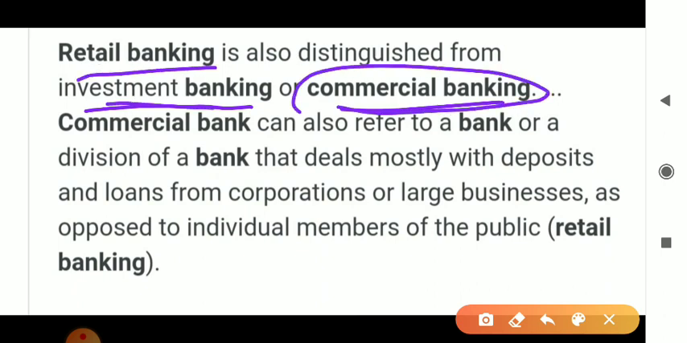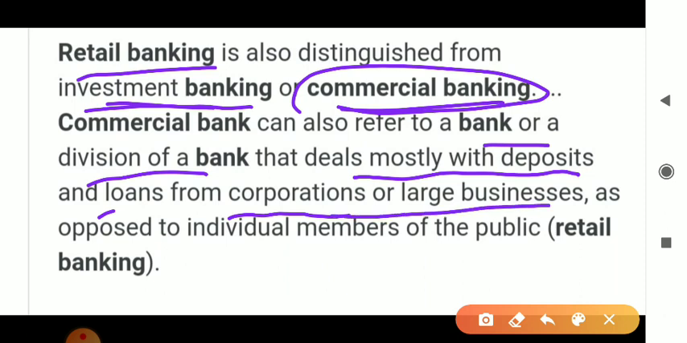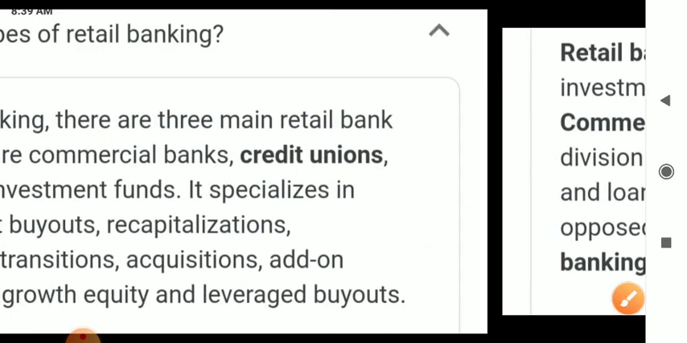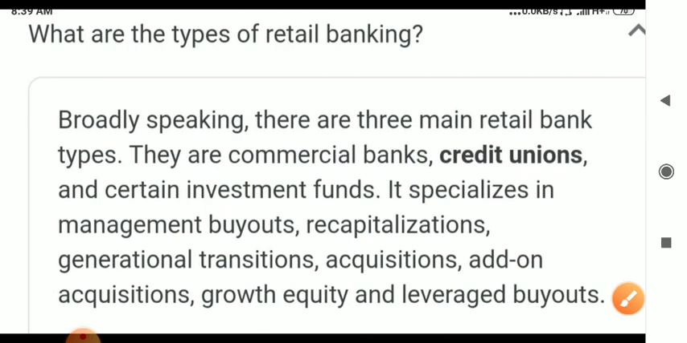Commercial banking refers to a bank or a division of a bank that deals mostly with deposits and loans from corporations and large businesses. So the banking related to large businesses and corporations is known as commercial banking or corporate banking or investment banking, right? Retail is related to individuals, and the other is related to businesses, that is commercial banking or investment banking. Next, let's see what are the types of retail banking.